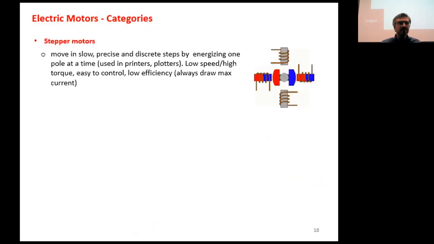Finally, we have the last category of electrical motors, which are the stepper motors. These kinds of motors are very simple. They are normally used in printers and plotters. They are slow in general, and they have the peculiarity of moving in precise and discrete steps by energizing one pole at a time. So if you energize this coil, the rotor will align to that position. If you energize another coil, it will align to the other position. So their resolution in terms of position will depend on the number of coils that you have on the stator.